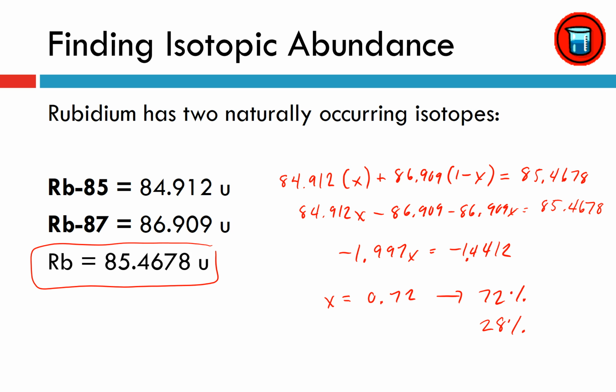Now that you're done with all the math, you've got to do a little bit of thinking just to figure out which is my more abundant isotope. This is something we tackled at the very beginning of the lesson. My average atomic mass is much closer to rubidium-85 than it is to rubidium-87. So I would go ahead and assign rubidium-85 the roughly 72% relative abundance, and the rubidium-87 must be the 28% abundance. And if you were to go online and look up the isotopic abundance for rubidium, you'd see that we're pretty darn close with those numbers. Nice work.